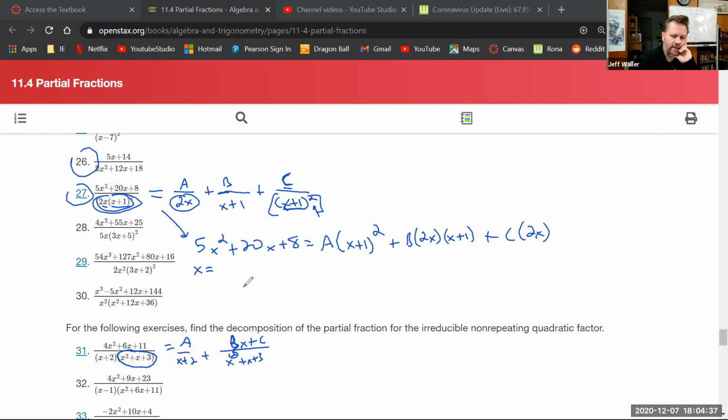So what can I make x equal? What's a couple of good things? -1. Yes, because that's going to kill this piece and this piece. So if x is -1, what do I get here? I get 5 minus 20 plus 8. Jeff, don't write 5. We can do it. All right, man. 5 minus 20 is -15, plus 8 is -7, is supposed to equal 2c. No, what am I talking about? x is -1, so -2c.